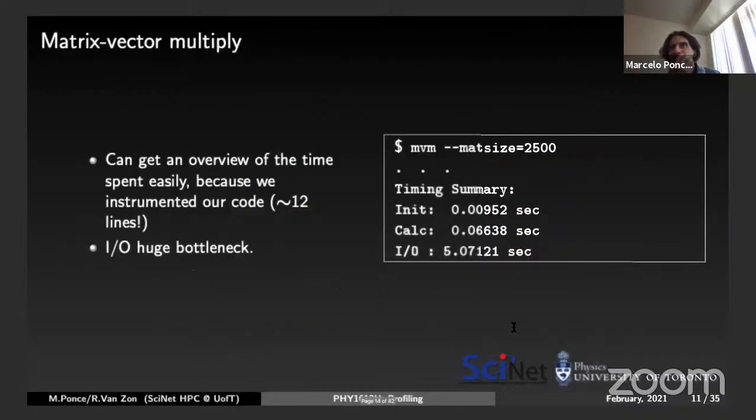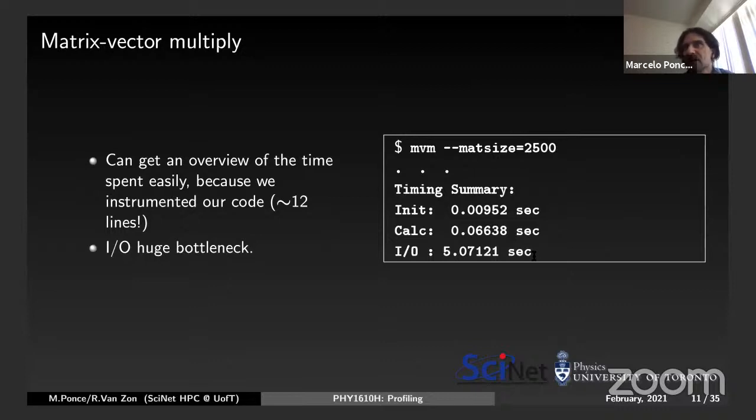So if we do that, now in this case, the code is called MVM, matrix vector multiplication. You can pass a flag into the code saying what size is the matrix. So in this case, 2500 elements. And basically, the time summary tells you how much time was spent on the initialization, how much time was spent on the computation, and how much time was spent on the I/O.